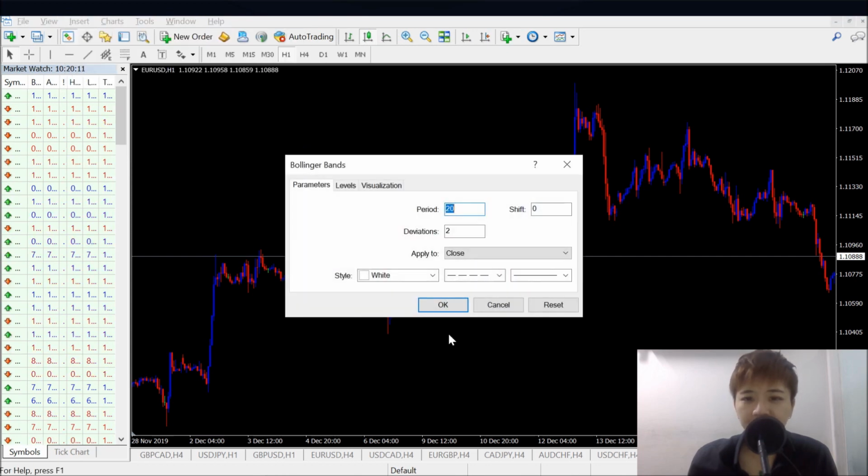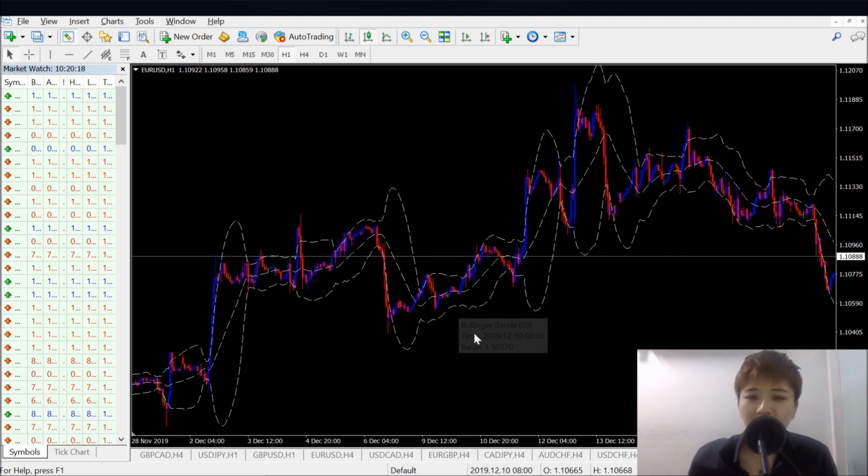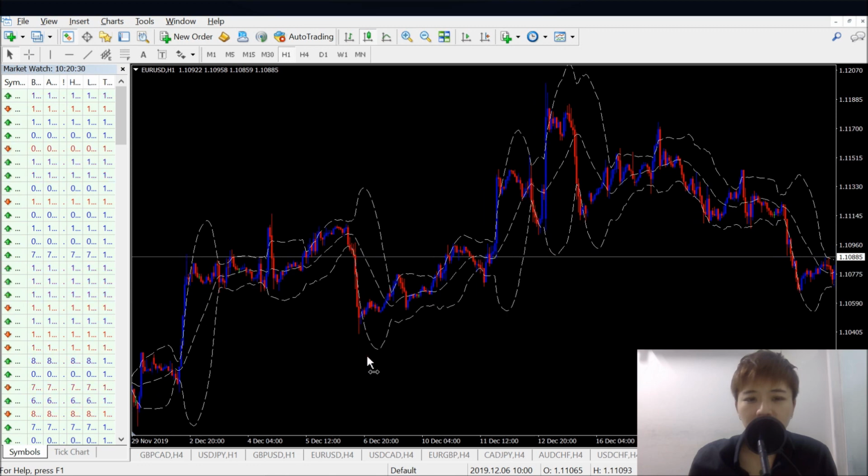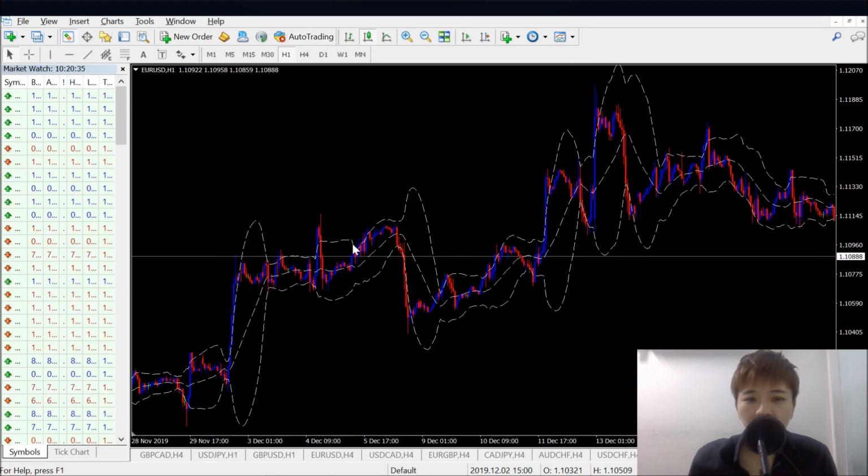Normally this is the default setting, so I click OK. Now realize that when there's a massive spike in the market, the Bollinger Bands would widen. When the markets are not so volatile, you realize that the bands tend to narrow down.